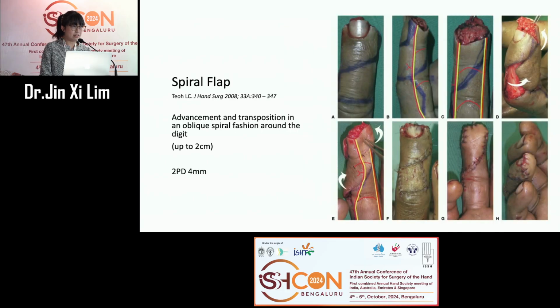This is a flap designed by Prof. Teo from Singapore. We call it the spiral flap, and this flap is advanced in an oblique spiral fashion around the digit.